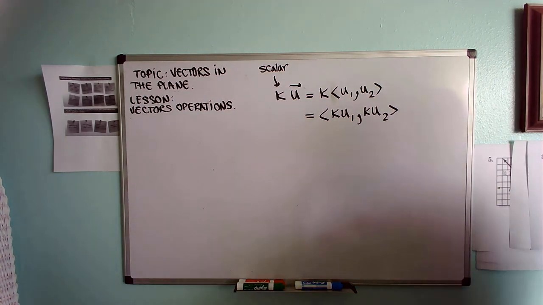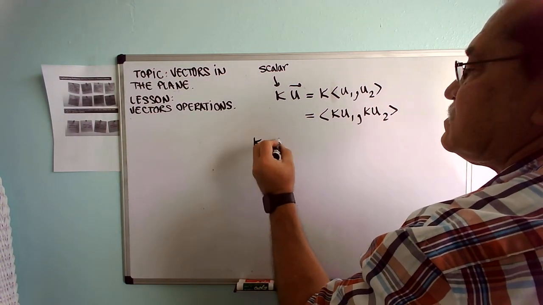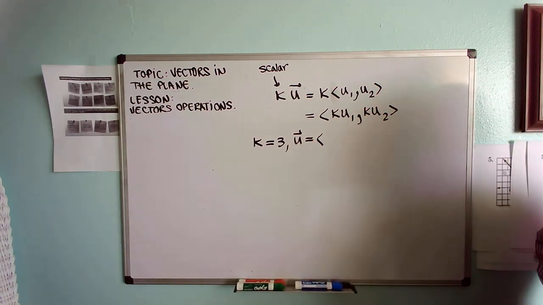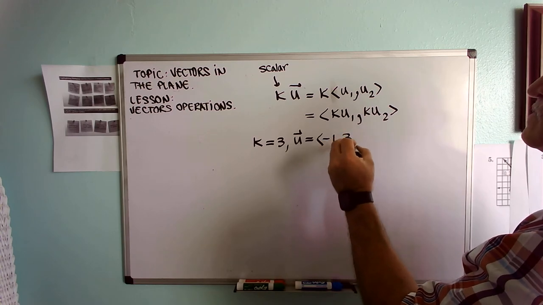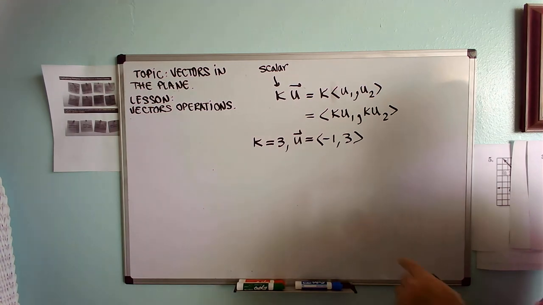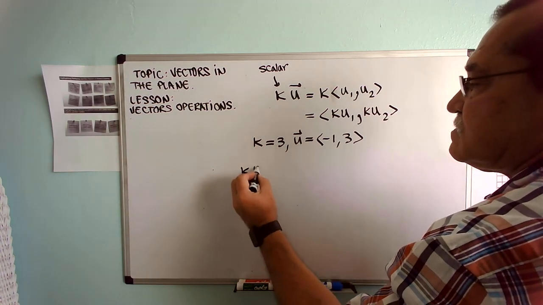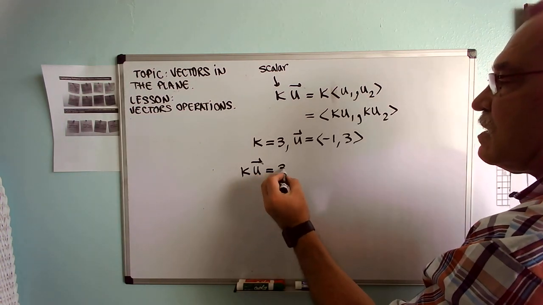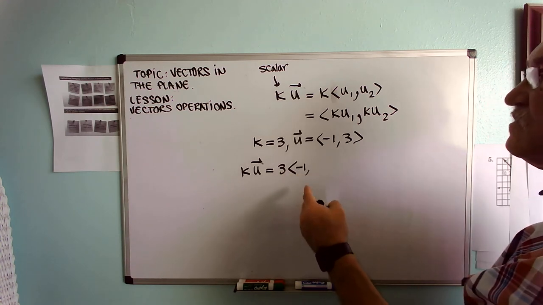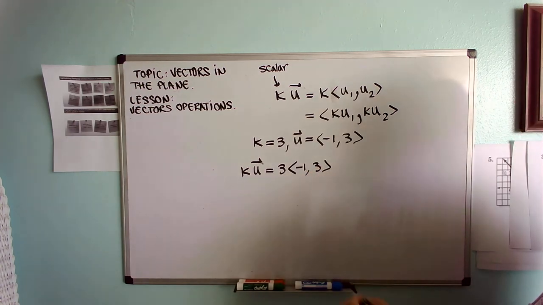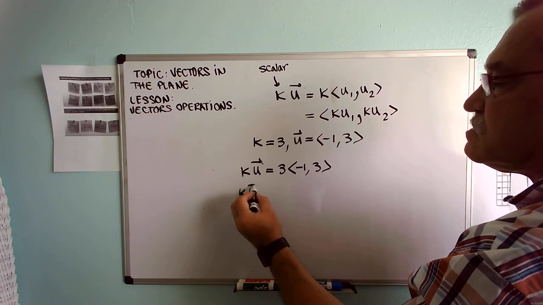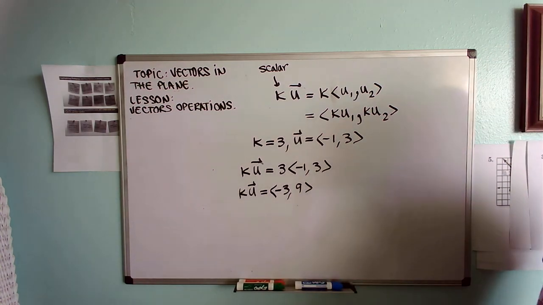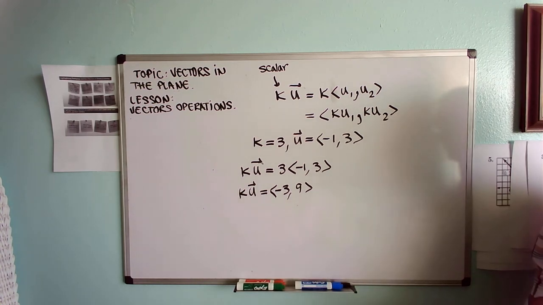Okay, so let's say one example. Let's say that the scalar k is 3, the real number 3, and the vector u in component form is negative 1 comma 3. What is the product of ku? What is the product of the scalar times the vector u? It is 3 times the vector u, negative 1 comma 3, so ku is negative 3 comma 9, and that is the resultant, the product of the scalar and the vector u.